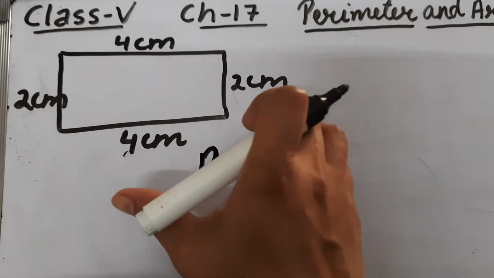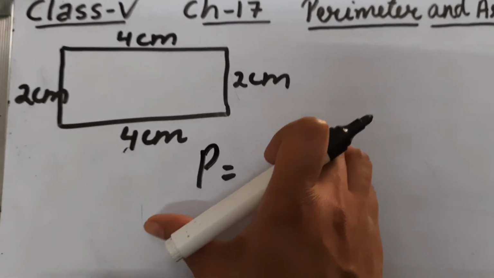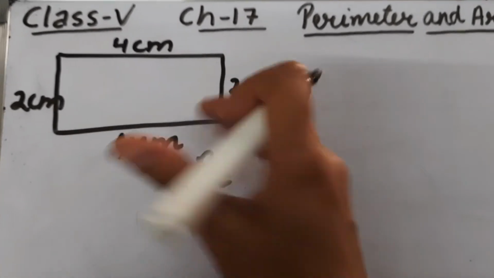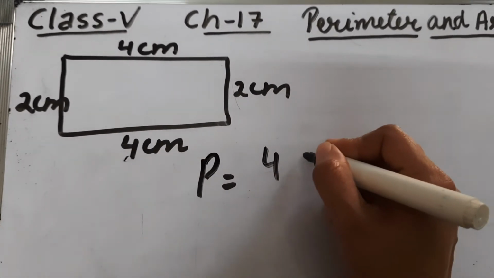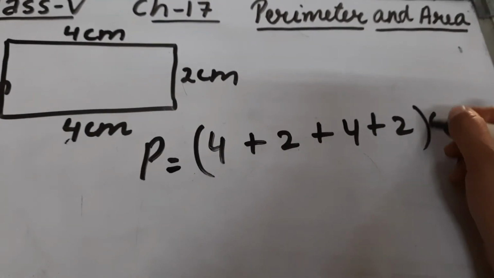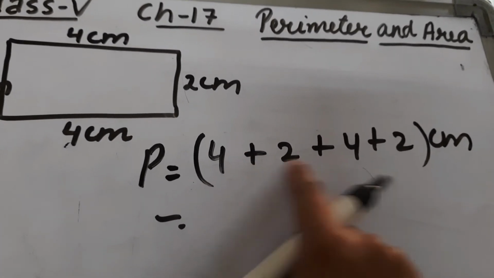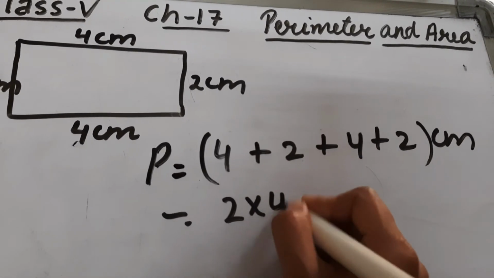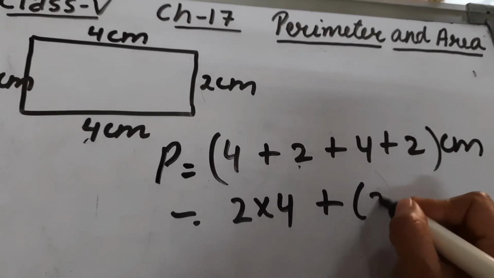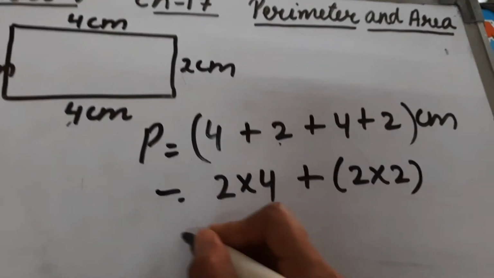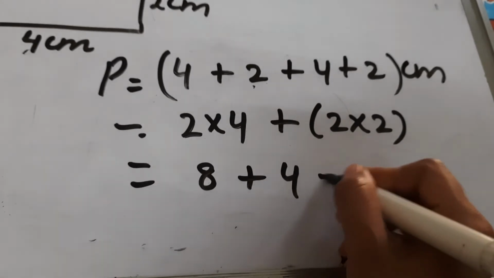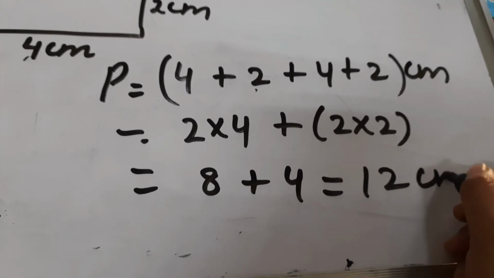If we have to find the perimeter of this figure, then how will we find? See, I have explained you that perimeter is sum of length of the line segments forming the figure. So it will be 4 centimeters plus 2 plus 4 plus 2 centimeters. Okay. See, 4 is 2 times, so we can write 2 multiplied by 4, and 2 is also coming how many times? 2 times. So we can write it as 2 multiplied by 2. Okay. So 2 4s are 8 and 2 2s are 4, which is 12 centimeters.